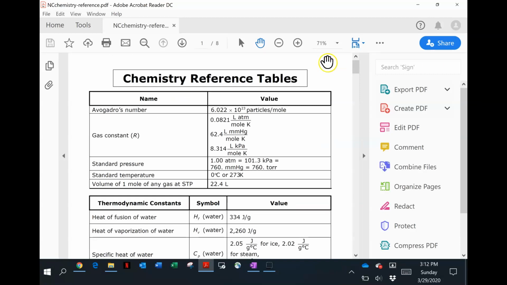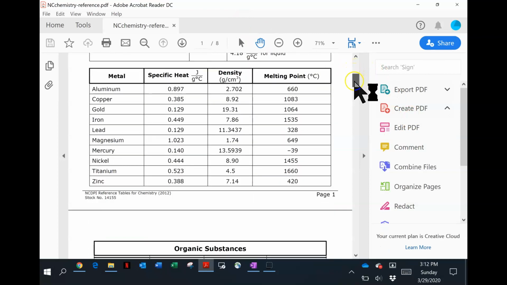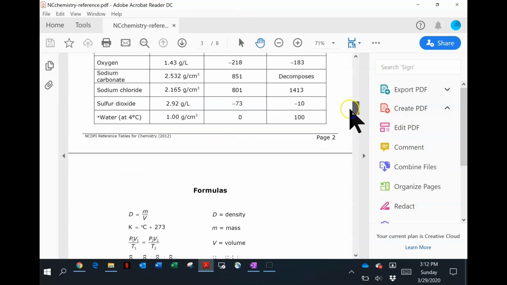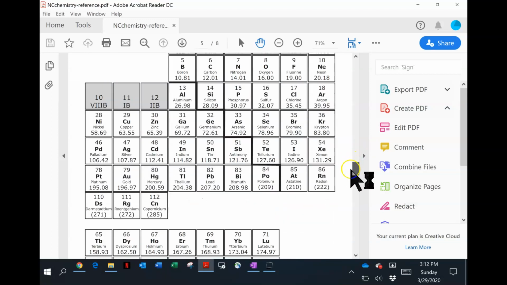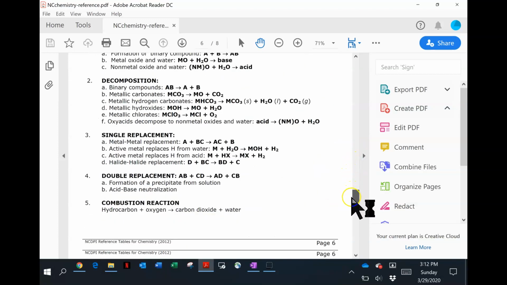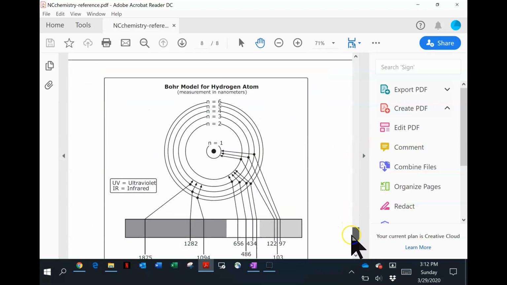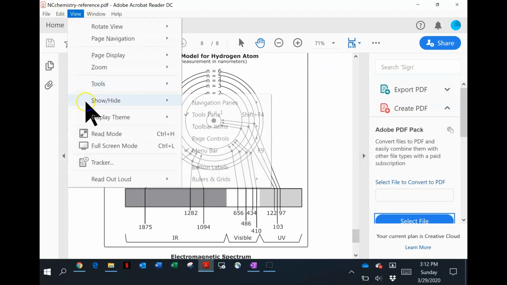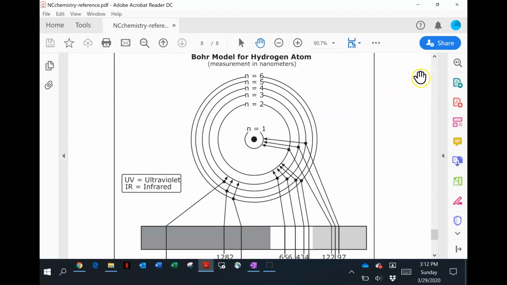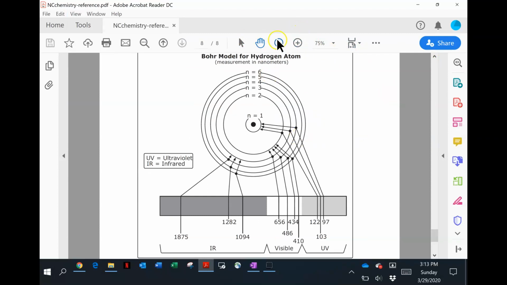All right, so what you're seeing here is the chemistry reference tables for the state of North Carolina that they use for their general chemistry courses, and this is what students have available on every exam. I think it's a pretty good handout. And down here at the end, we've got this Bohr model picture that I think is quite good, and I'm going to make that small enough that we can see what we need to see here.